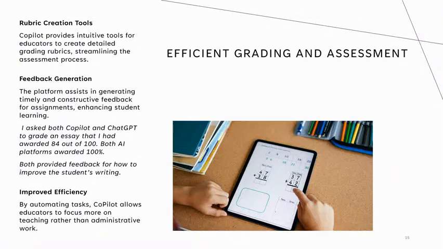I asked both Copilot and ChatGPT to grade an essay from a college class I teach. I had awarded 84 out of 100, while AI awarded 100% because it's matching words in the essay with the rubric. What I liked best from AI was the comments it provided to help the student develop their writing in future assignments. Those types of comments provide feedback to help learners grow.